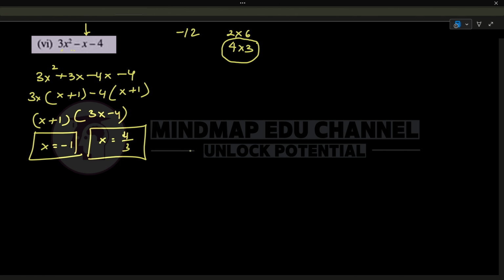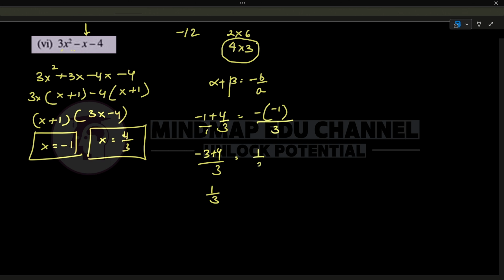Now verify the relation. It will be alpha plus beta equals minus b over a. Now minus 1 plus 4 over 3 equals minus b. B is minus 1. A is 3. So let's simplify this. Minus 3 plus 4 over 3, and it will be 1 over 3. Now you see here minus minus will become plus. So left hand side is equals to right hand side. Hence verified. Let's do the product also.